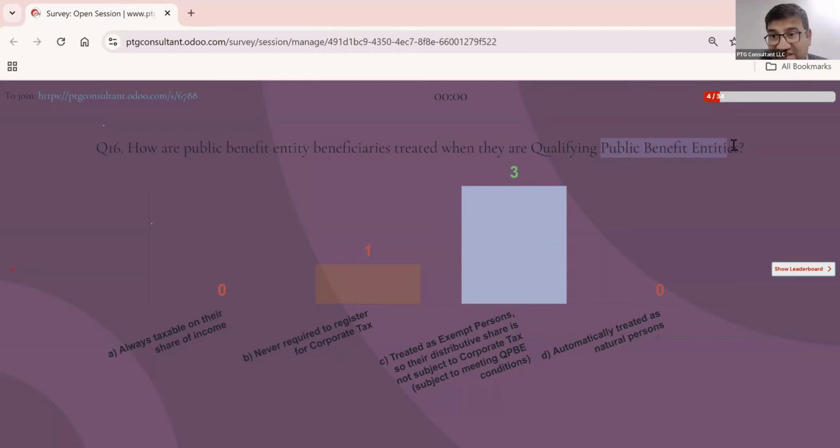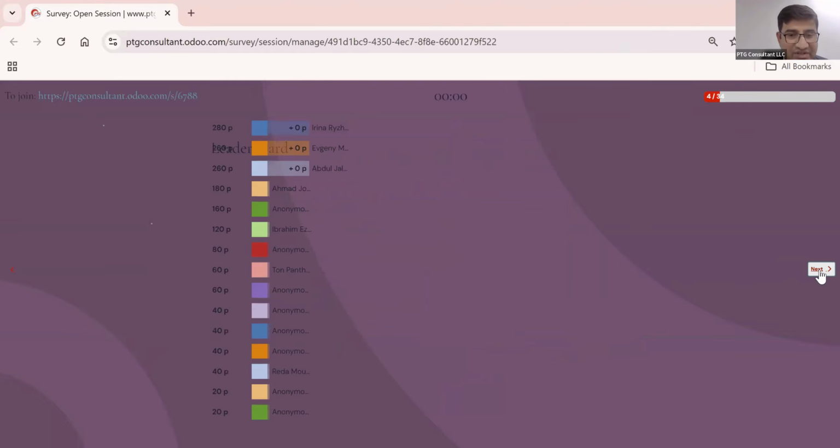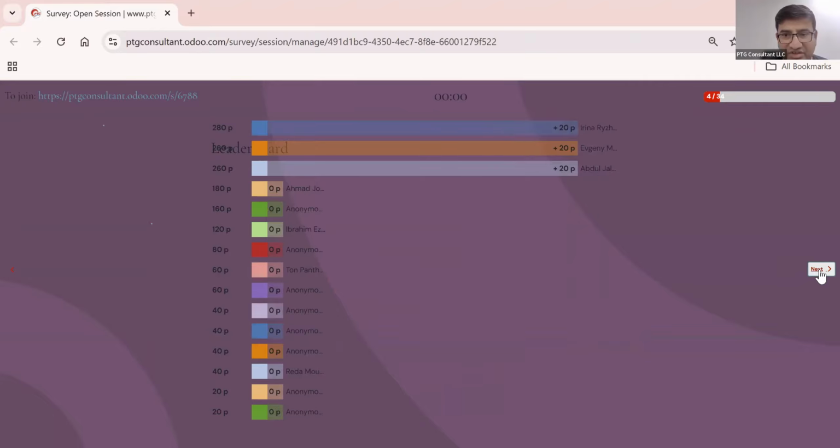So then the second condition comes up. What is the second condition? They are saying, okay, a public benefit entity, but not qualifying. So we have to see the 6-month distribution condition. If the 6-month distribution condition is met, again, we will remain subject to transparency. If that is not met, then we cannot claim transparency. Even if we submit to the FTA, they will reject.